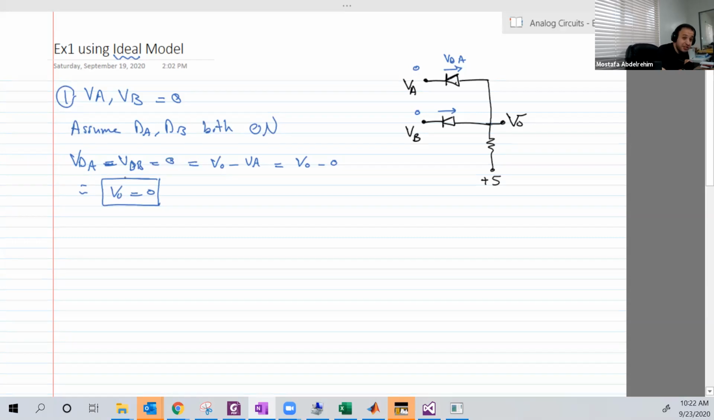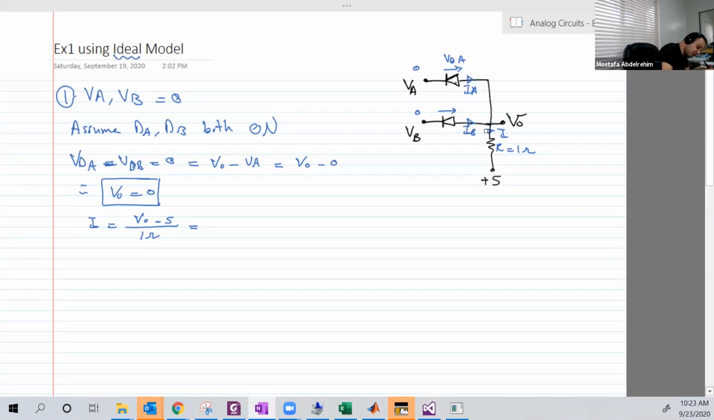Good. Now let's calculate the current, because this is our check if they are really on or off, or forward or reverse. And we know the current should be positive in order for this assumption to be true, or right, or correct. So this is IB, this is IA, and this is I. So I is equal to VO minus 5 volts over the resistance, which is 1 ohm, I think. So this guy will be, oh, I'm sorry. The current should be the opposite way. I'm very sorry.